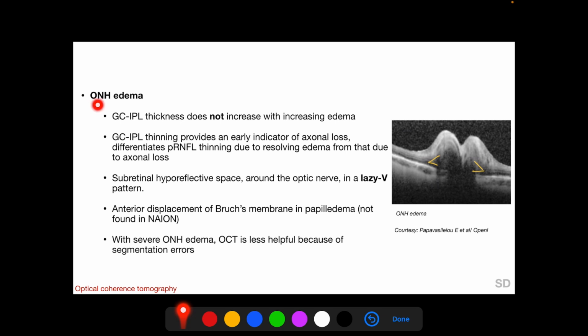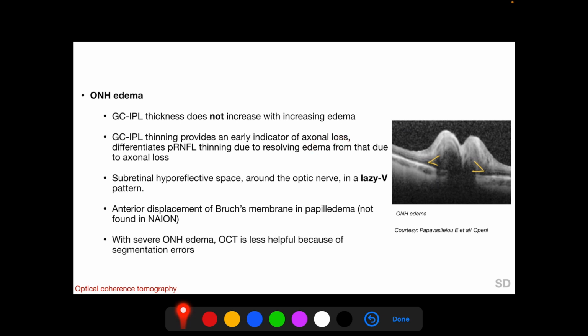So when there is a thickening of the optic nerve head, what we find is the GC-IPL thickness does not increase with increasing edema. So the edema is restricted to the p-RNFL or the retinal nerve fiber layer, and the GC-IPL thickness does not increase with ONH edema. GC-IPL thinning occurs when there is axonal loss subsequent to chronic papilledema.